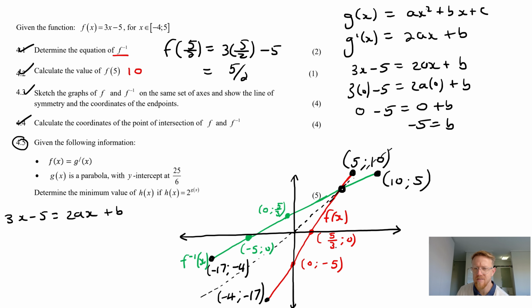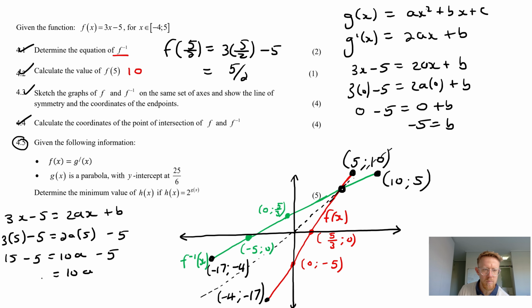And let's choose another x value. Let's choose this x value over here, which is 5. And so you end up with 15. Oh, and b we know. b is minus 5. And so we can say 15 minus 5 equals 10a minus 5. And so 10a would be equal to 15 eventually. And so then if you say 15 divided by 10, you would find out that a is going to be, if you simplify, 3 over 2.